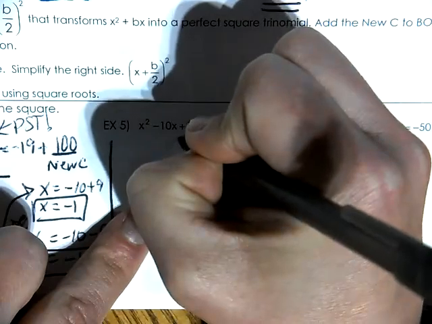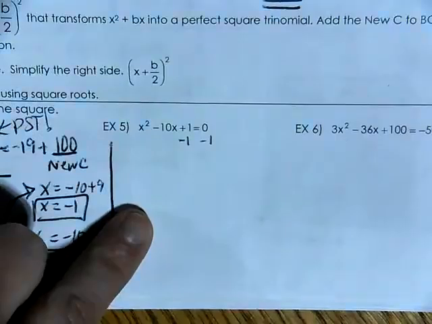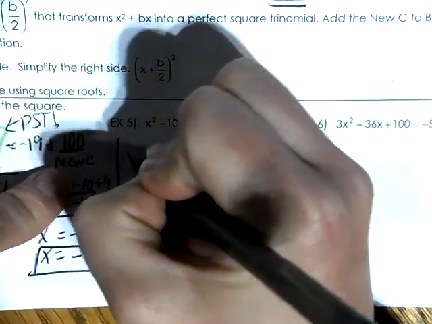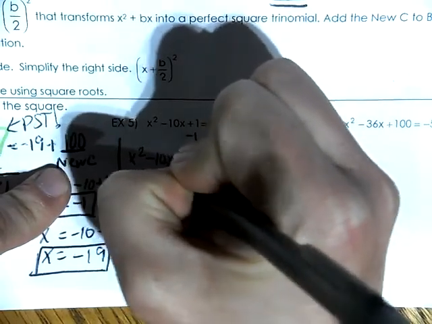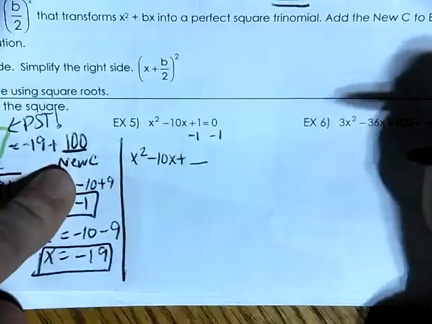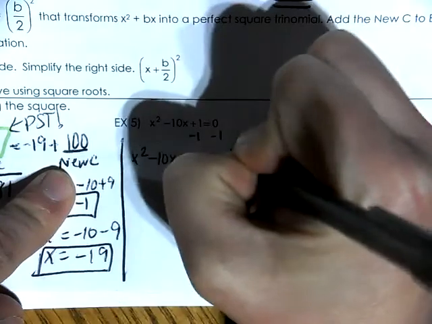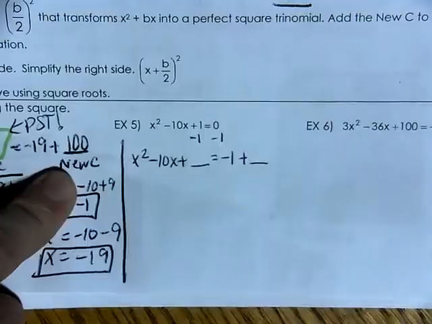So I'm going to start off by subtracting 1 on both sides, and I'm going to rewrite this as x squared minus 10x plus, I'm going to leave space for a new c, is equal to negative 1 plus space for a new c.